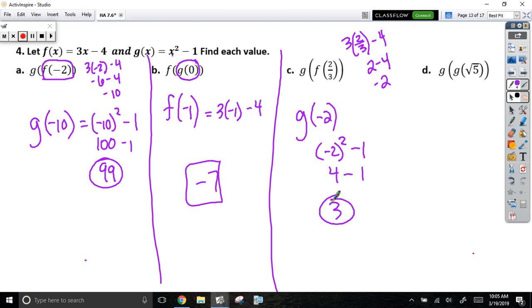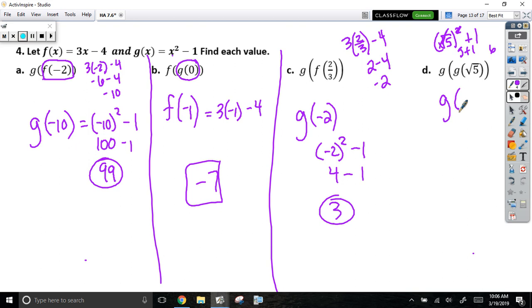The last one has a square root in it, and it's a g of g function. So you basically just use the same function 2 times. So when you do the first one, that would be square root of 5 squared plus 1. What would I get when I perform that? 6. The square root of 5 squared. These undo one another to get us 6.